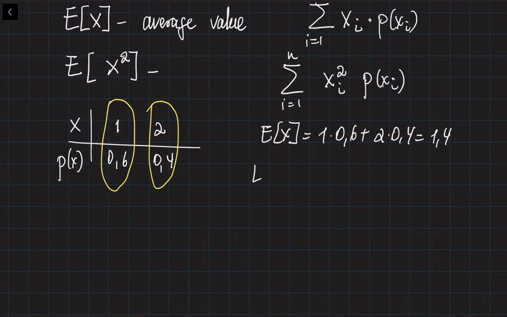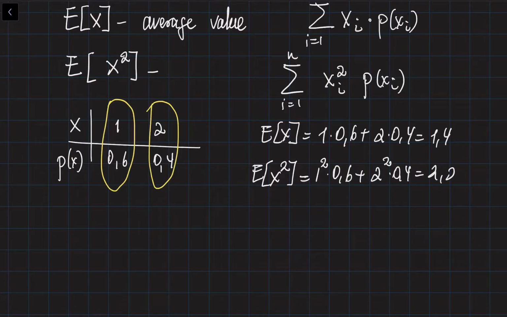If you need to calculate the expected value of some function of the random variable, for example x squared, you square only the values of x, not the probabilities, obviously. It's going to be 1 squared times 0.6 plus 2 squared times 0.4. So this is going to be 2.2. In general, calculating the expected value of x squared is very useful in order to calculate the variance.